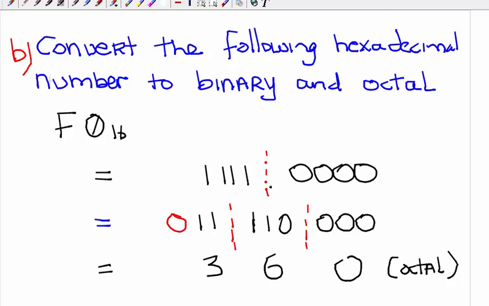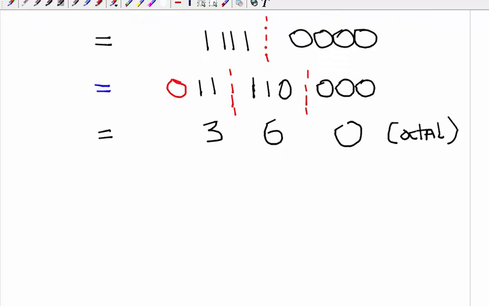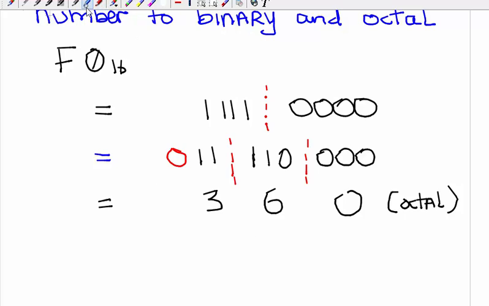Now, again, it's split up into groups of 4. So what I'm going to do is, from the right-hand side, regroup it into groups of 3, and then find the corresponding octal number for each group. From the right-hand side, the first group is 000, then 110, and then finally 11, and I'm going to put a preceding 0 in front of that. Looking that up in my tables, I would get 360. So F0 to the base 16 is equal to 360 to the base 8.